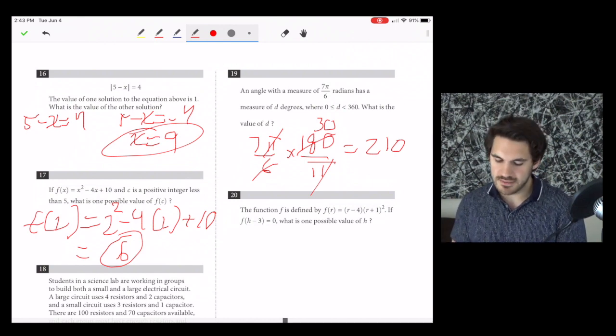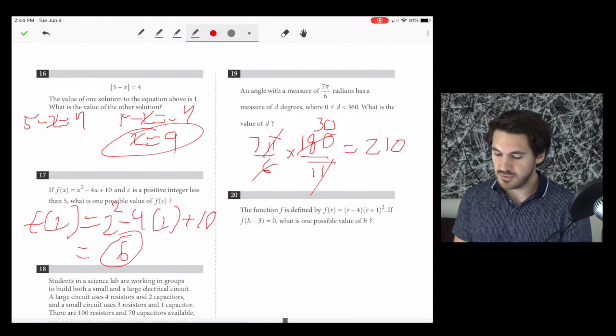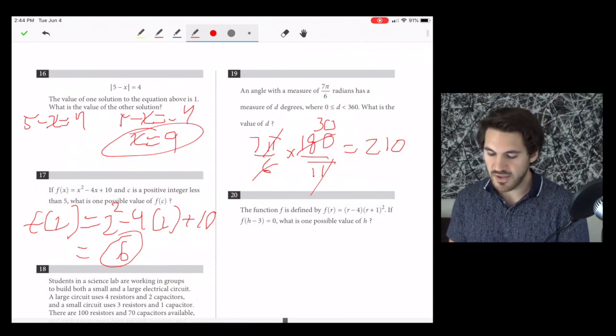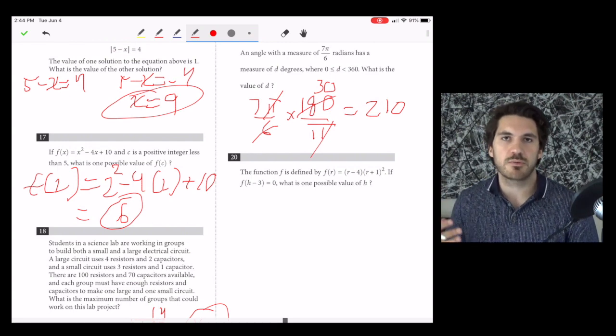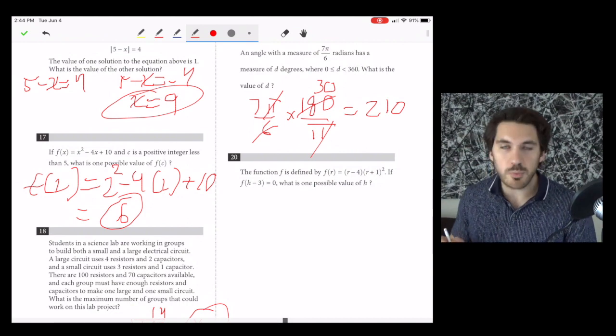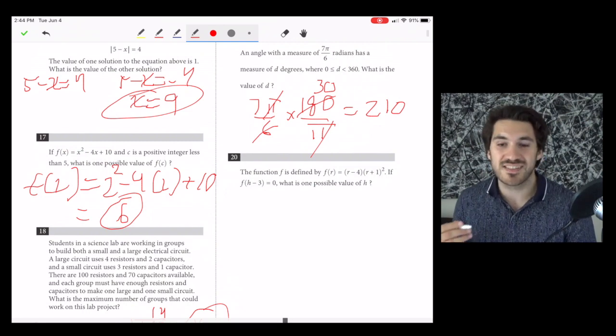And last but not least, number 20. The function f is defined by f of r equals r minus 4 times r plus 1 squared. If f of h minus 3 equals 0, what is one possible value of h? Whenever you have an f of something equals something, you're just replacing values. So literally what they're telling us to do is replace the r's with h minus 3. And that's it. And they tell us when we do that, we're going to get an answer of 0.